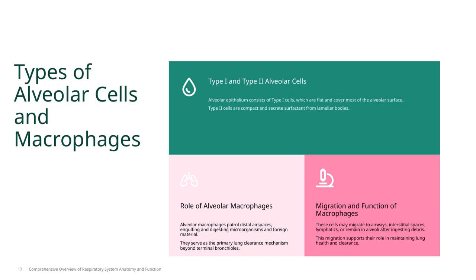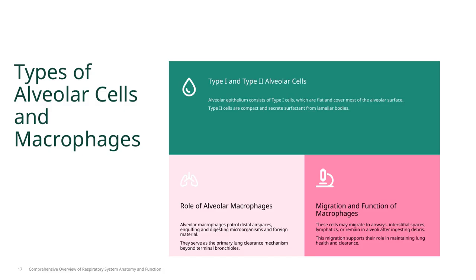Then we have the type II alveolar cells, which are more compact. These cells play a crucial role because they secrete surfactant, a substance that reduces surface tension within the alveoli. Surfactant is vital for keeping the alveoli stable and preventing them from collapsing, especially during exhalation.